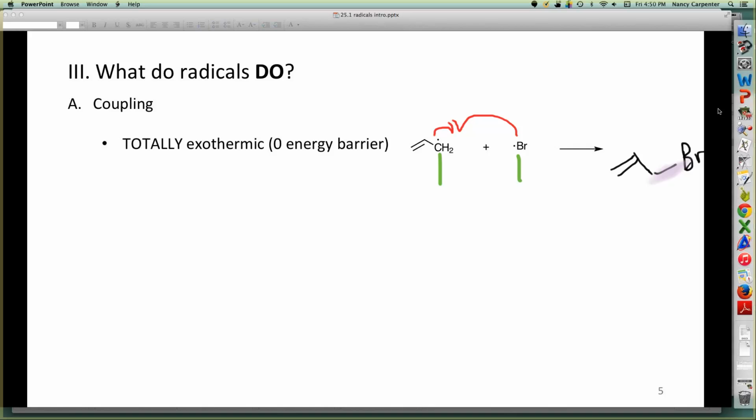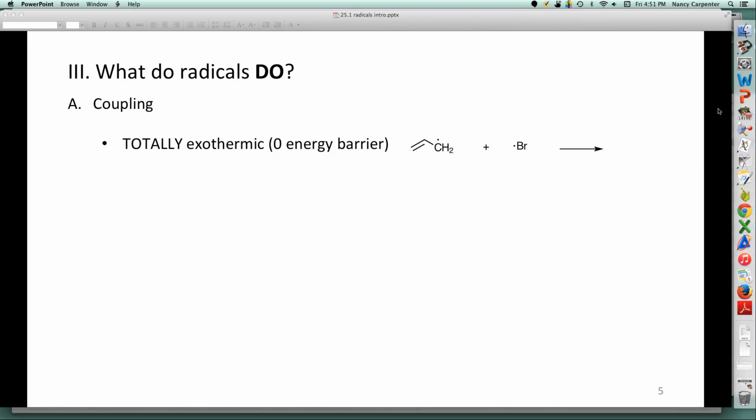So that's pretty impressive, because what we've got here are 2 really high energy intermediates that are reacting. There is no energy barrier whatsoever. So these are my radicals. Here's my product. Totally exothermic for a coupling reaction. No energy barrier.